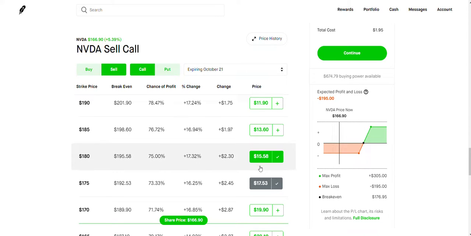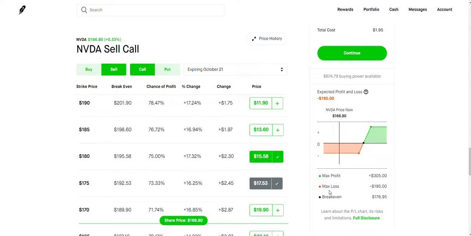So you believe that it's going to be at least 175, but ideally around 180 by October 21st. Well, then you will pocket the difference of 305, which is amazing. You get your money back plus the 305 profit. But, well, actually, no, you should be able to profit. If it goes to 180, you should be able to profit.